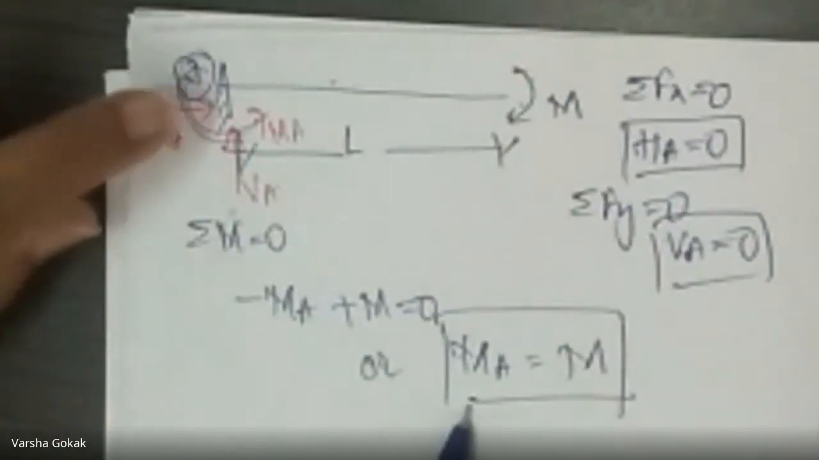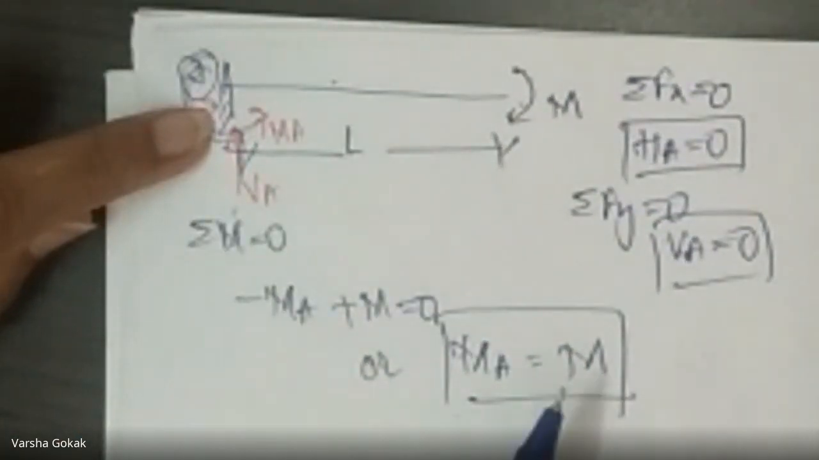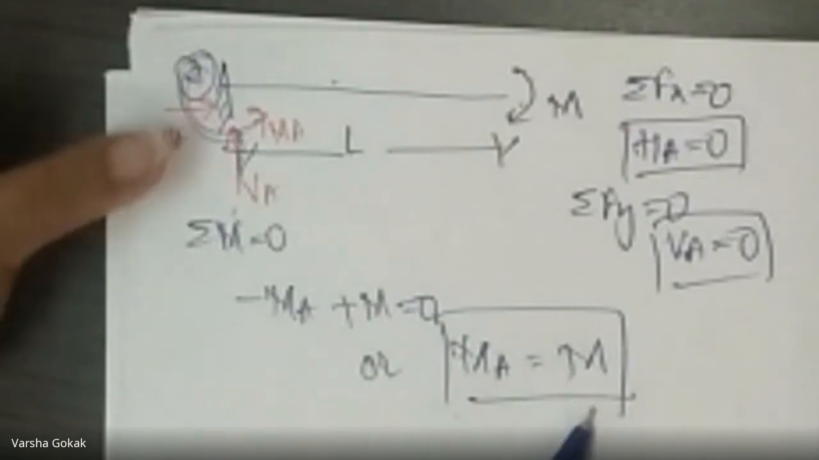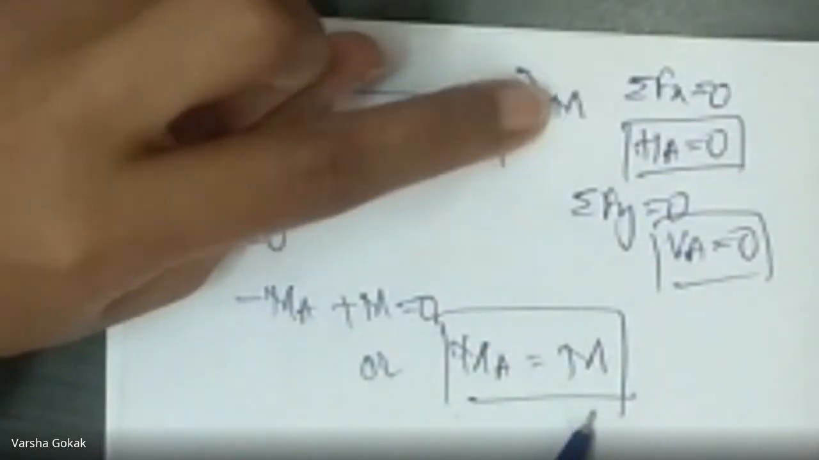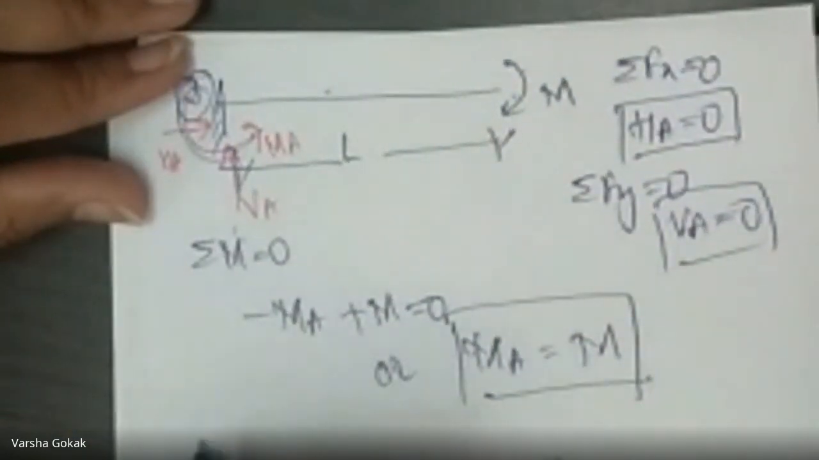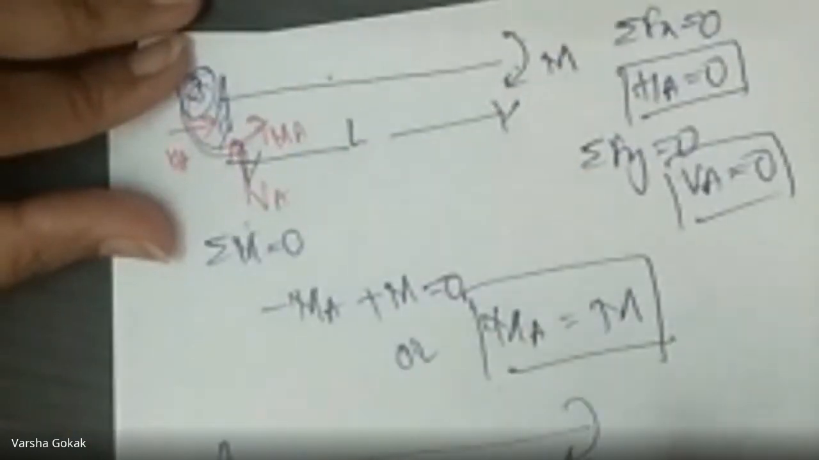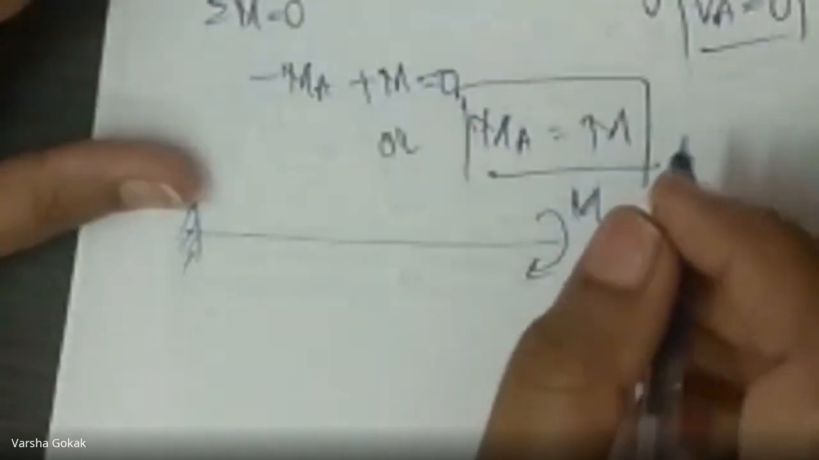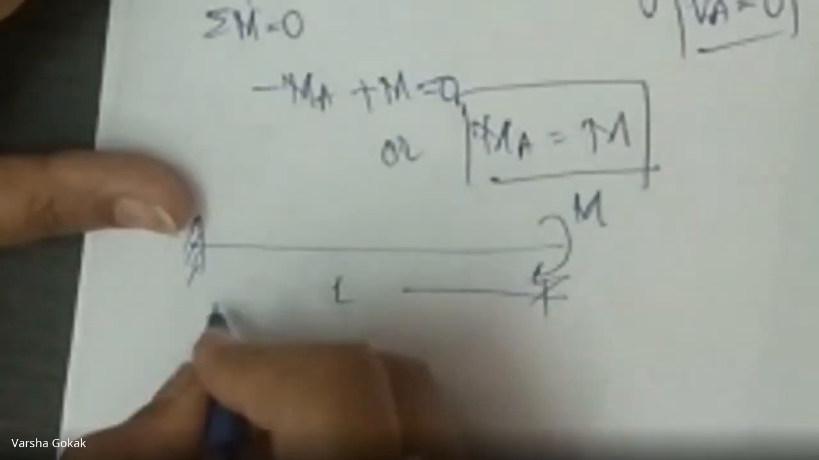That means the moment at A is going to be of magnitude M, and here also the value of moment is going to be M only. So how do we draw the bending moment diagram and the conjugate beam now? This is your actual beam, and this is the rotation M, this is the length L, right?